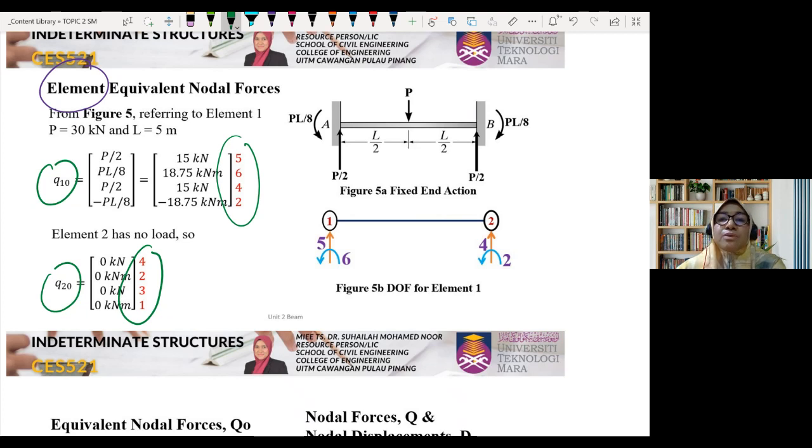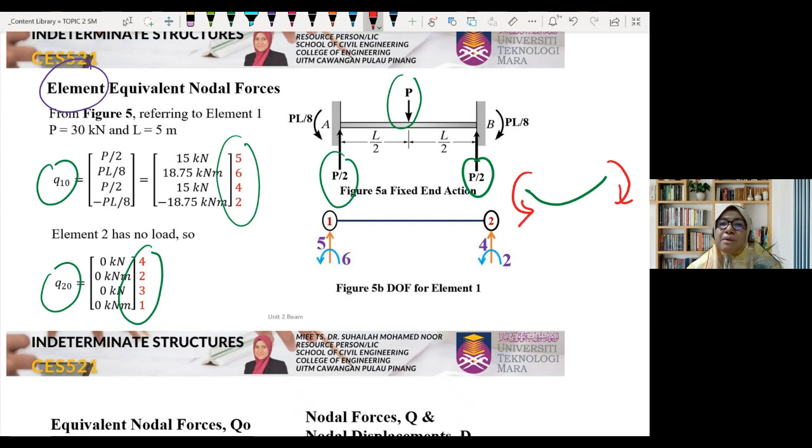Let us refer back to the formula. P at the center. To get the equilibrium condition, the reactions must be P over 2 and P over 2, so that it will be balanced. For the moment, as I mentioned for the sign convention, due to the beam like this, we have to apply a moment to push the beam back to its original position. That is why the direction is like this and like this. Then we just apply the formula PL over 8.